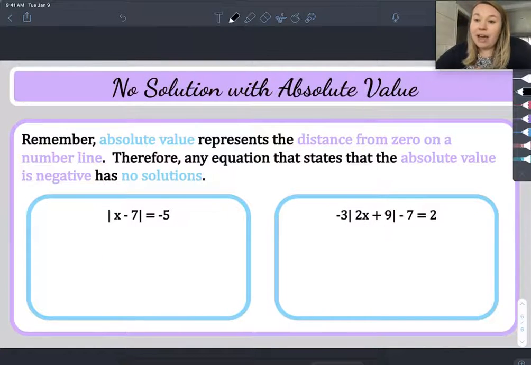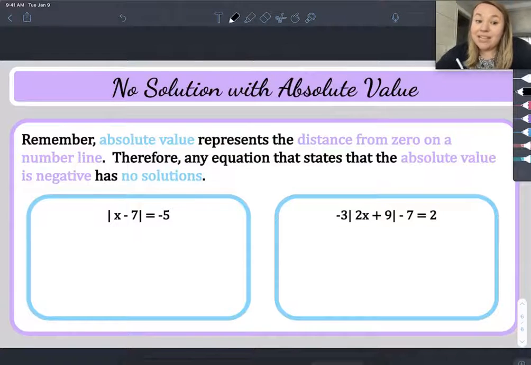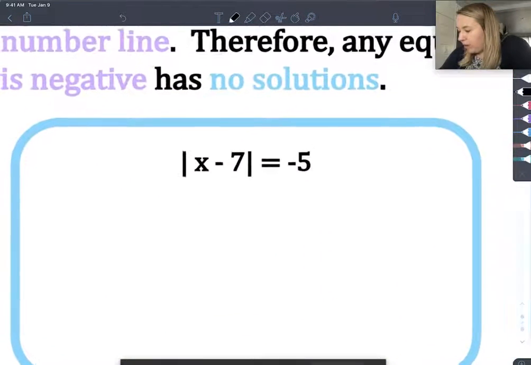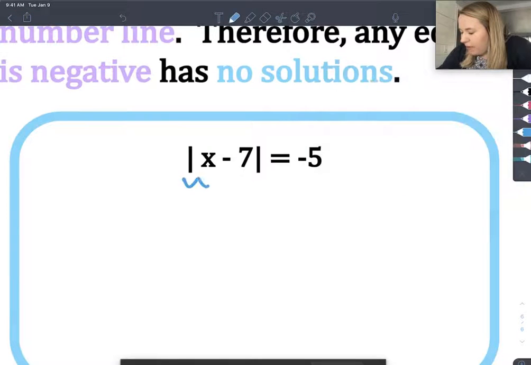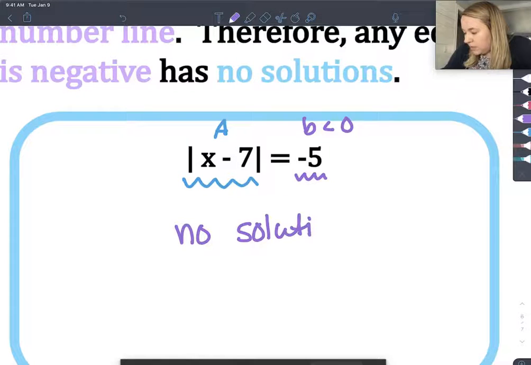As for the last two, we have to remember that absolute value is representing the distance from 0 on the number line. Therefore, the equations have to state that the absolute value is positive and not negative. If it does say that b is negative, then it's going to have no solution. So looking at that first one, we have our variable expression, which is the absolute value of x minus 7. That's our a. But then look at what we're given here. We're given negative 5. That's our b value. Well, b in this case is less than 0. It is not greater than 0. So this is a no solution. We cannot solve this. Distance is always positive, not negative. And this is saying we have a distance of negative 5. Not possible.